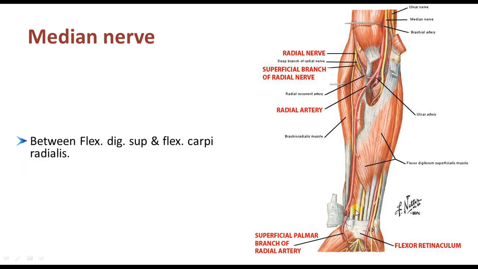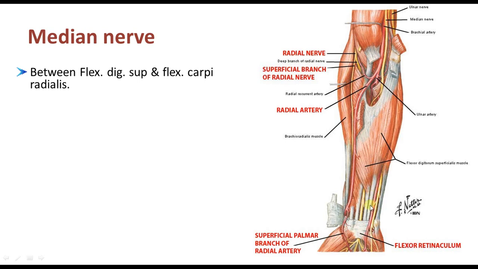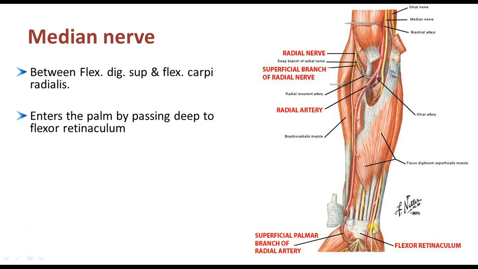In the lower part of the forearm, the median nerve is present between the flexor digitorum superficialis and the flexor carpi radialis. The nerve comes superficial in the lower part of the forearm between these two muscles, and of course the palmaris longus tendon is also present here, which has been removed so that it won't obscure the view of the median nerve.